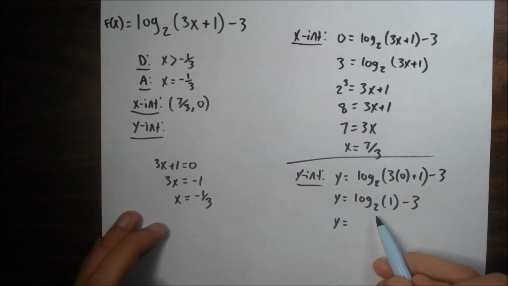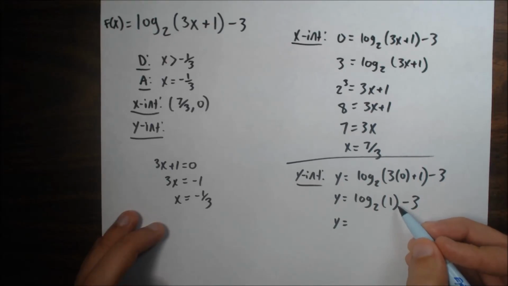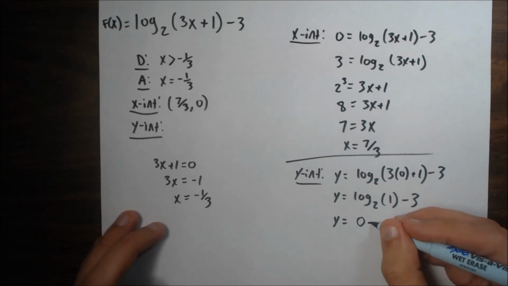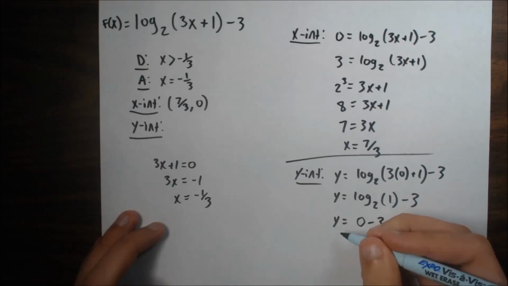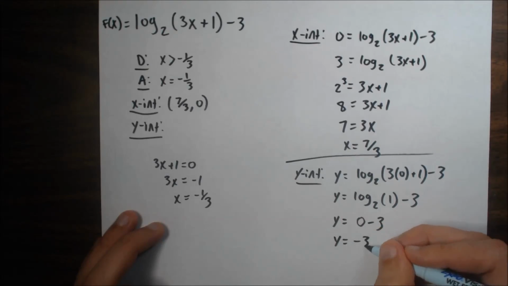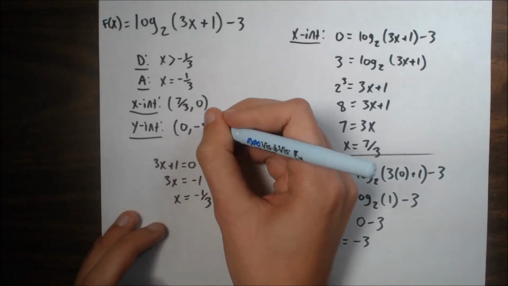What power of 2 will give me 1? The answer is 0. 2 to the 0 power is 1, because anything to the 0 power is 1. So if 2 to the 0 power is 1, then log base 2 of 1 is 0, minus 3. And 0 minus 3 is negative 3. So then my y-intercept is (0, negative 3).